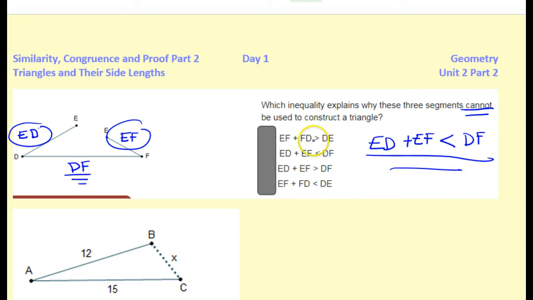So let's see. This has greater than, so that's not going to be it. If it was greater than, that makes it a triangle. So it's not going to be either of the greater thans. So maybe it'll be this one. ED plus EF is less than DF. Yes, that's why you cannot make a triangle out of this, because these two sides add up to less than the third side. They won't reach.